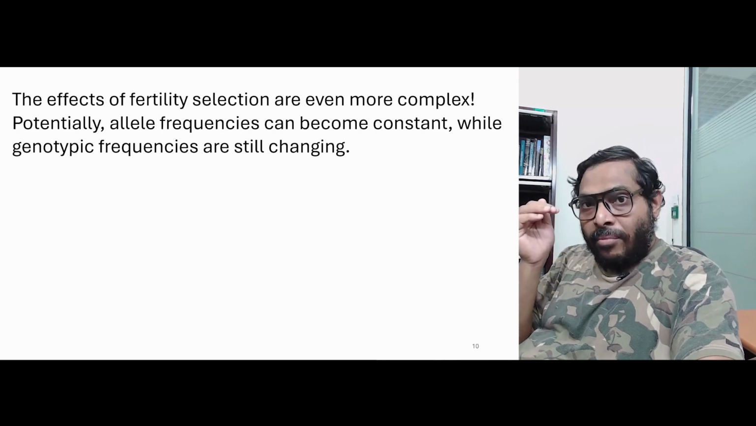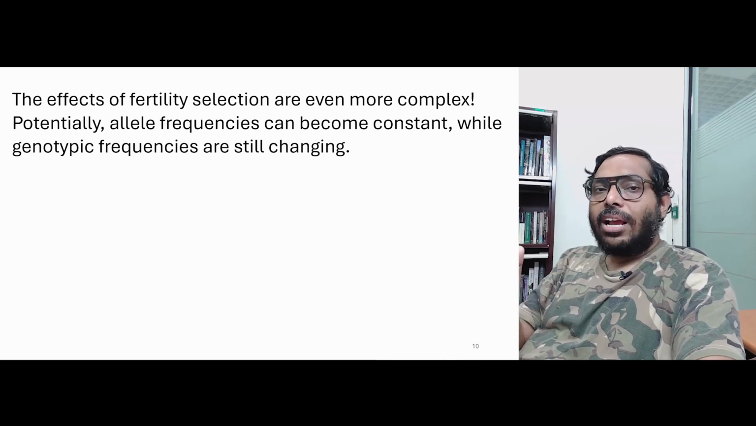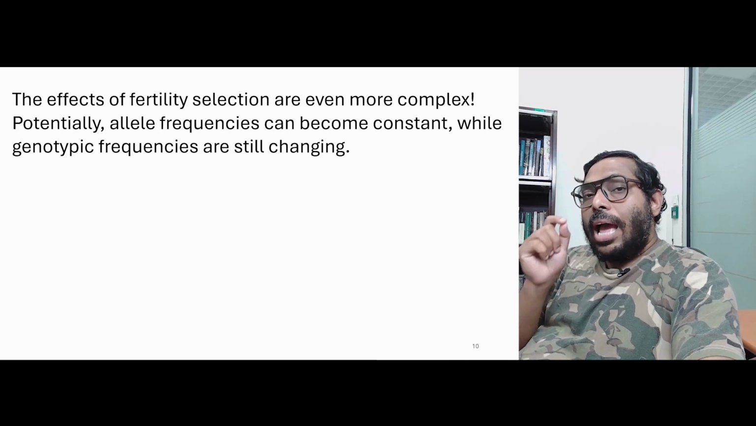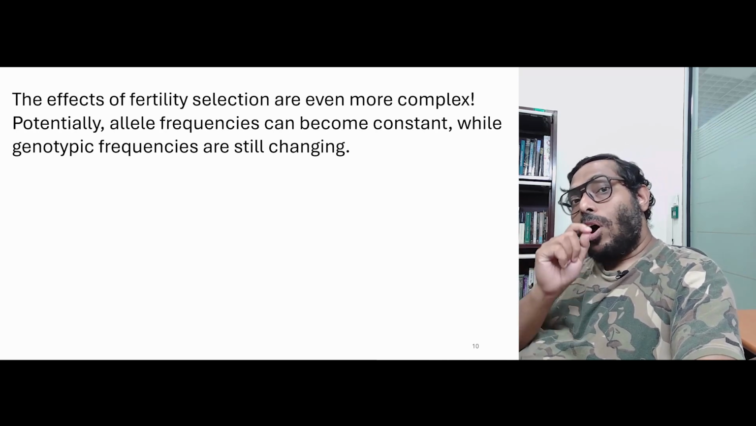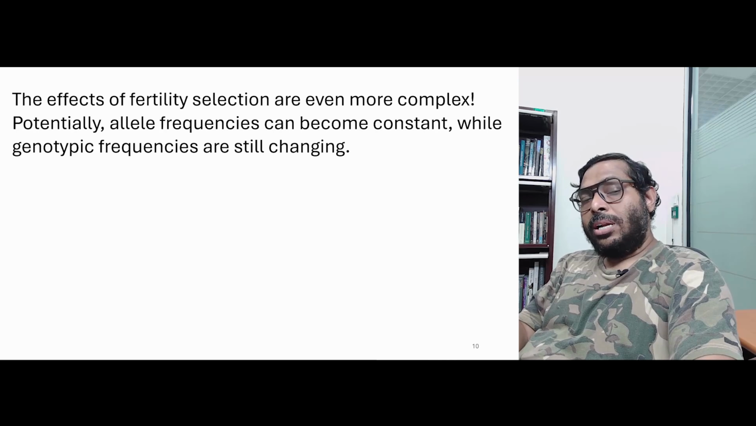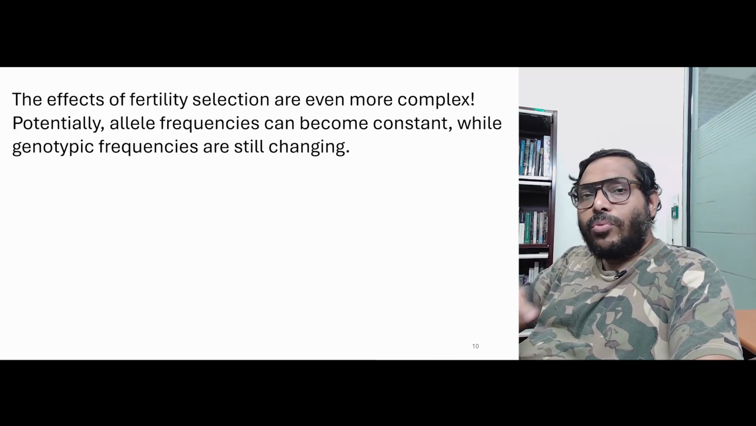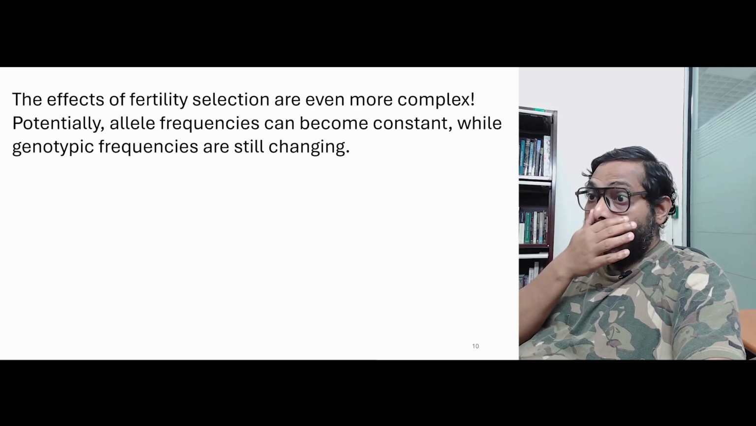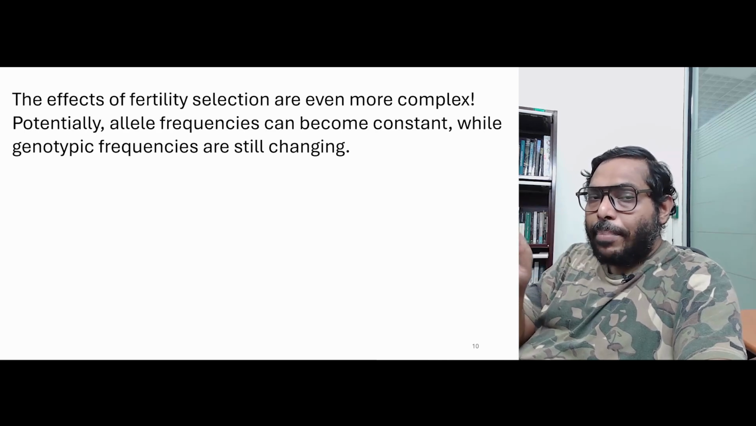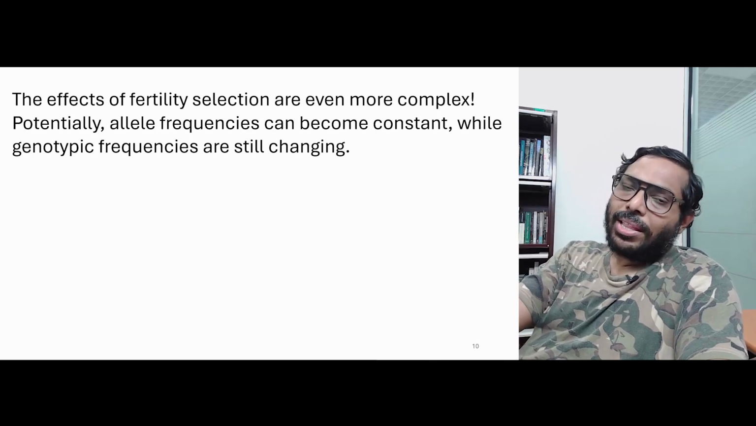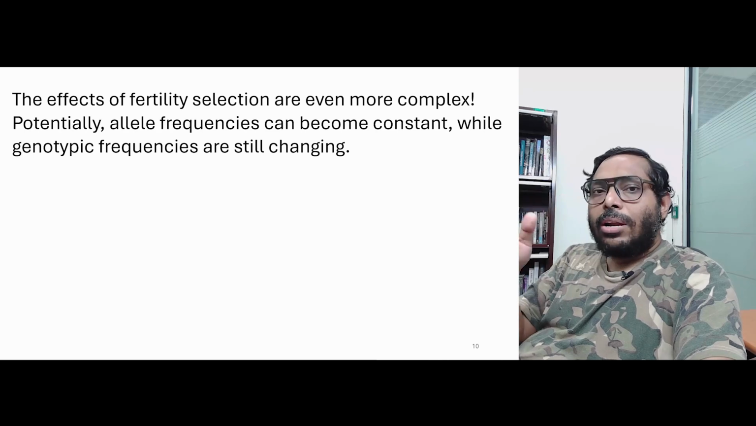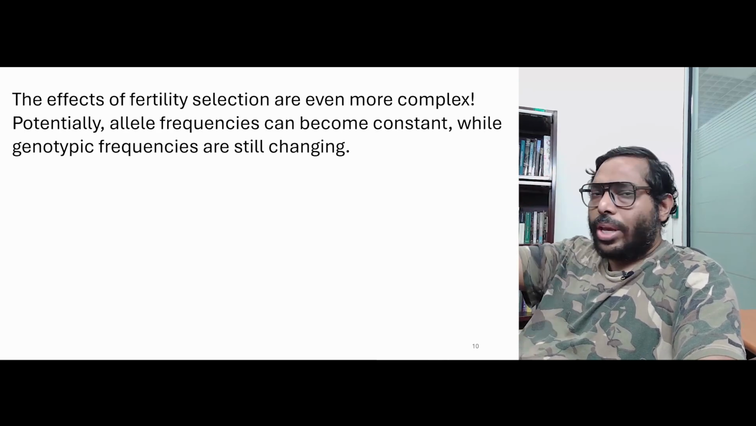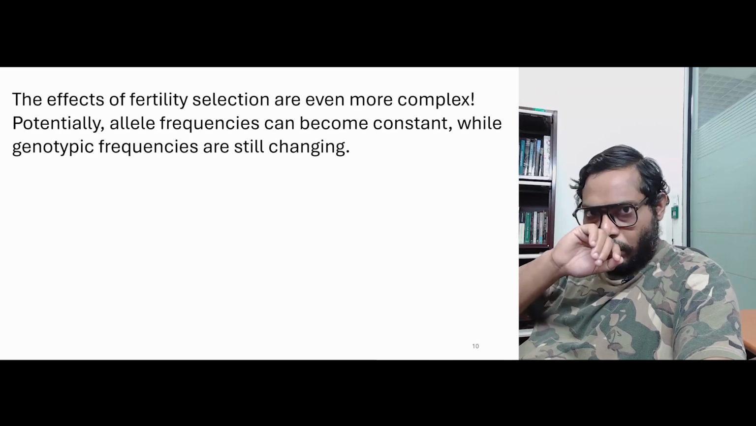Okay. And for example, one of the things that can come out from a fertility selection scenario is that the allele frequencies can become constant across generations, and yet the genotypic frequencies can keep on changing. Okay, just think about that. That is something that doesn't happen in the viability selection model. Okay, that is why we were looking at only the allele frequency going constant, and when that happened we said okay, population has reached equilibrium.